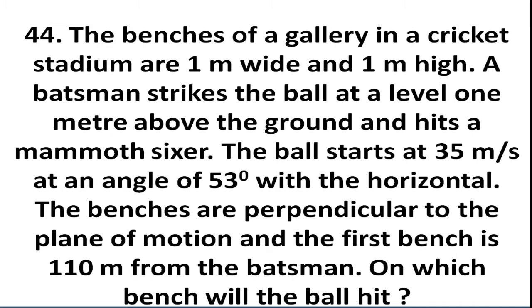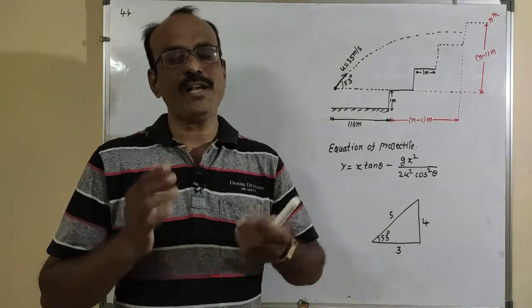The ball starts at 35 meters per second at an angle of 53 degrees with the horizontal. The benches are perpendicular to the plane of the motion, and the first bench is 110 meters from the batsman. On which bench will the ball hit? In this question, what is given?